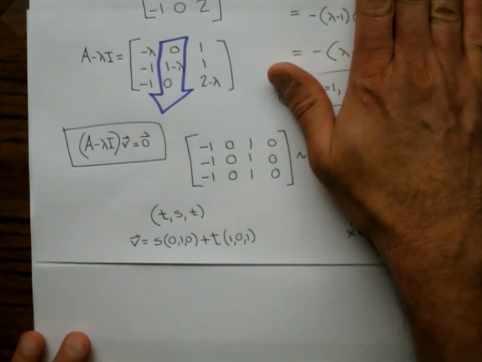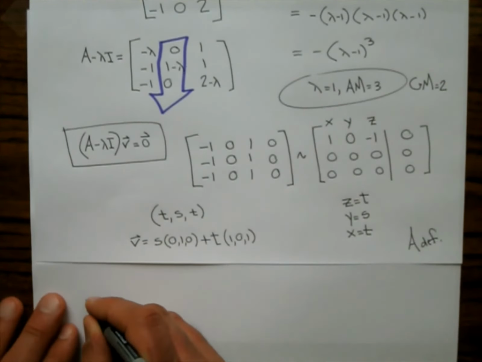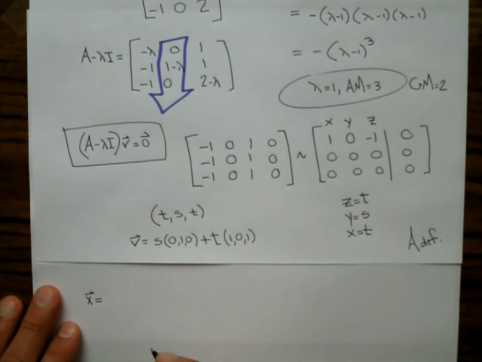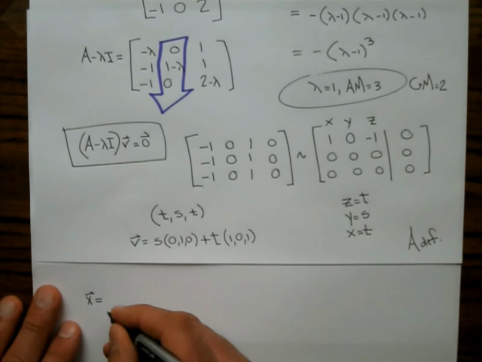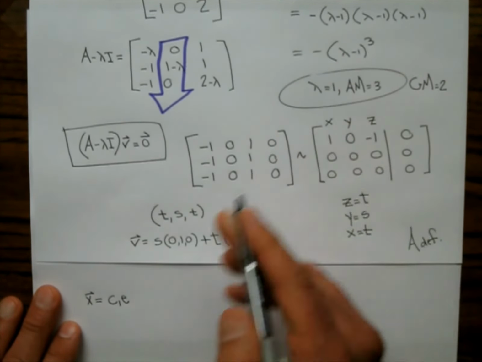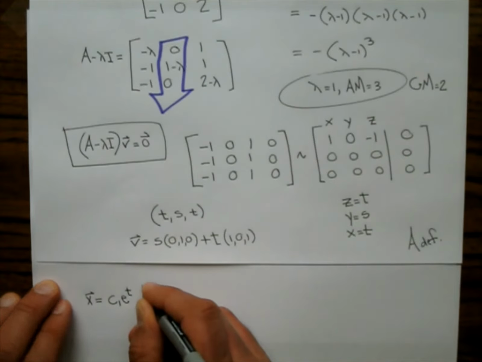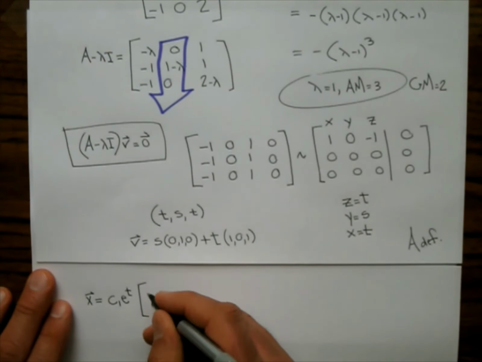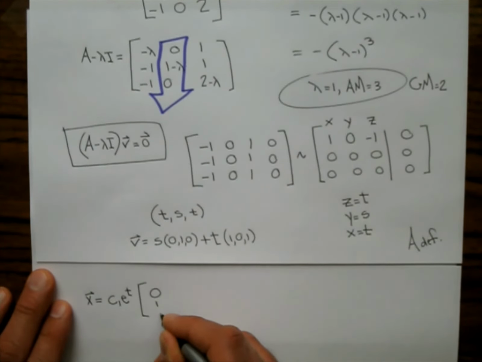And now I can write out my solution. So what does my solution look like? It looks like C1 e to the, okay, my eigenvalue is 1, so 1t. And then I grab on to one of the eigenvectors, and I'll grab onto this one. 0, 1, 0.